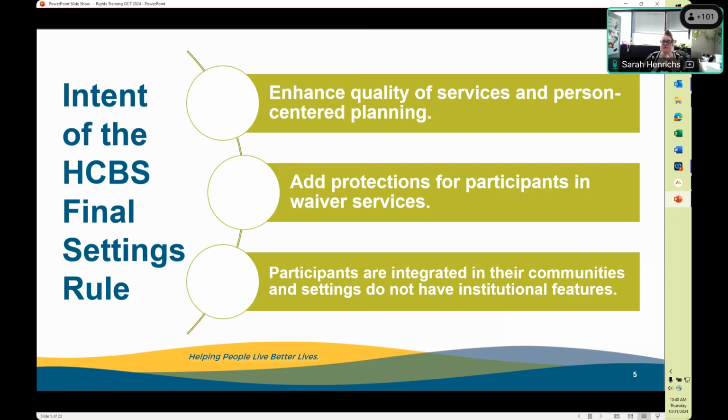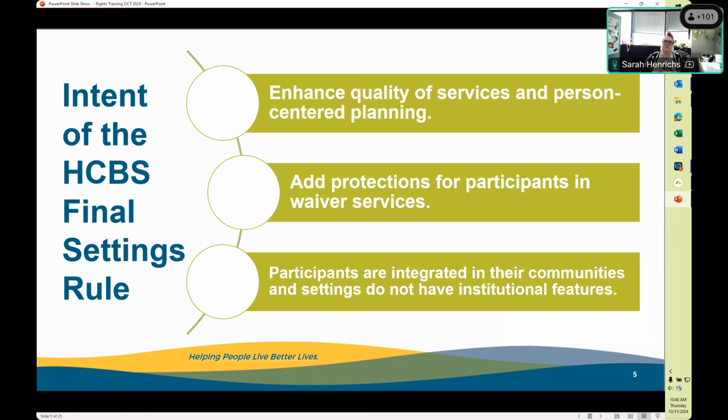What brought about the final settings rule was that CMS was going out to states and visiting service settings, because there was a big push over a number of years to move away from folks with developmental disabilities really only living in institutional settings, so nursing homes, ICFDDs, and that type of thing. There was a big push over a number of decades to get people living in their homes and communities, and a lot of states were very successful at that. We got a lot of folks that had been living in institutional settings out and living in their homes and communities, which is wonderful.